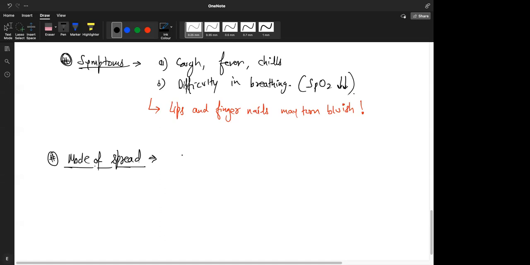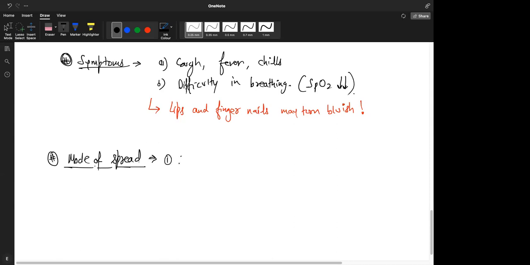Simple, right? Write down mode of spread. Write down. A healthy person can acquire the infection through respiratory exchange. Coughing, sneezing, inhaling droplets. So that is one mode.